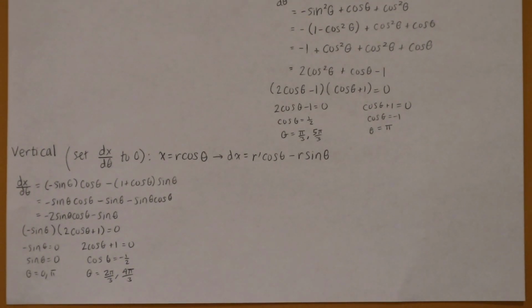A common mistake students make is forgetting that theta equals pi is a solution when finding both dy d theta equals 0 and dx d theta equals 0.